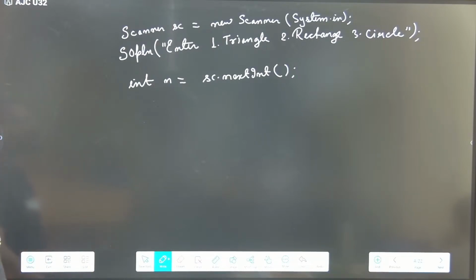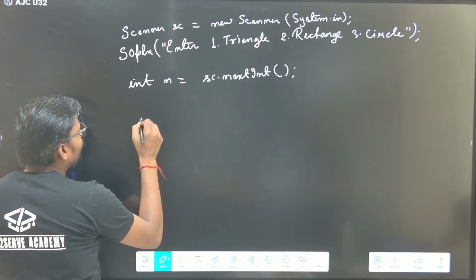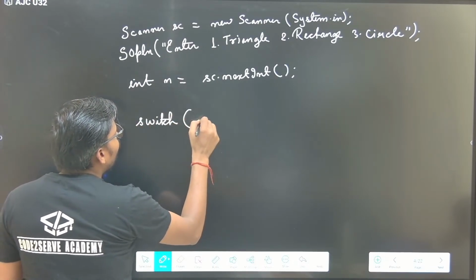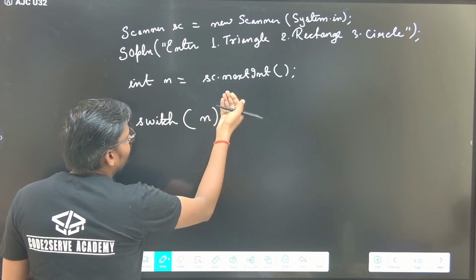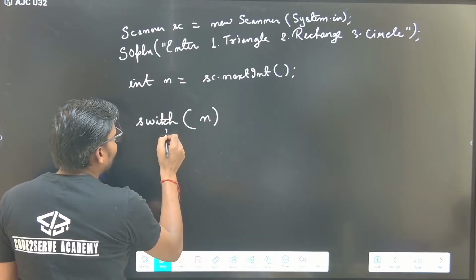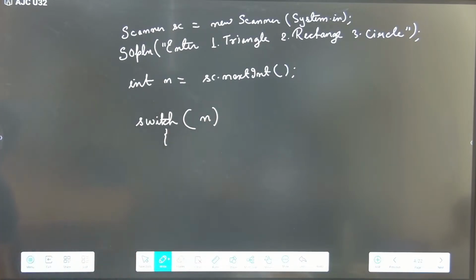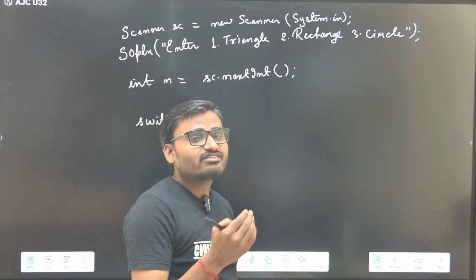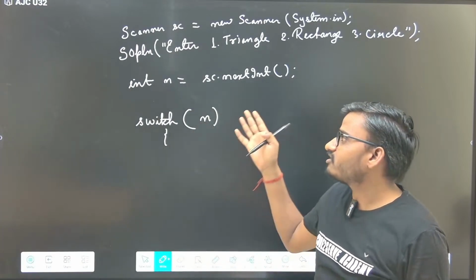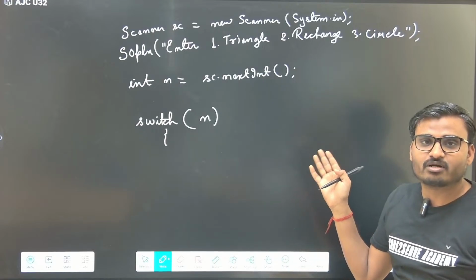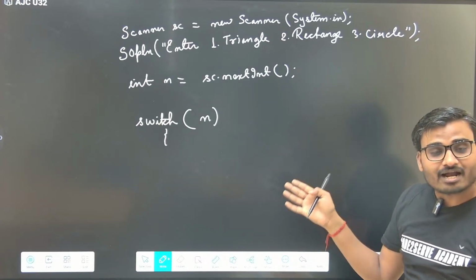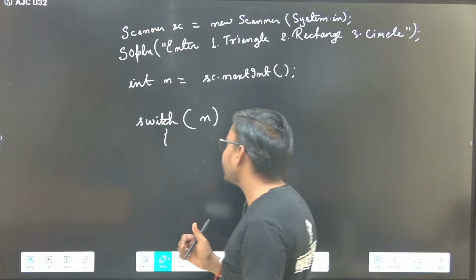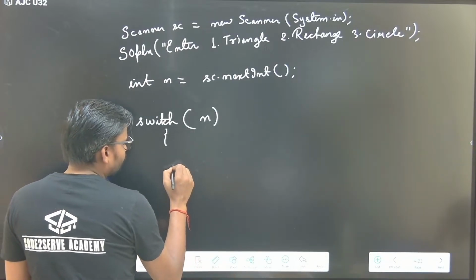All right. So over here what we will write? We will write switch, and in this we will pass n. Now we will write the cases. There are three conditions over here, three different parts. So for those three different parts, we have to write three cases. We will first write case one.